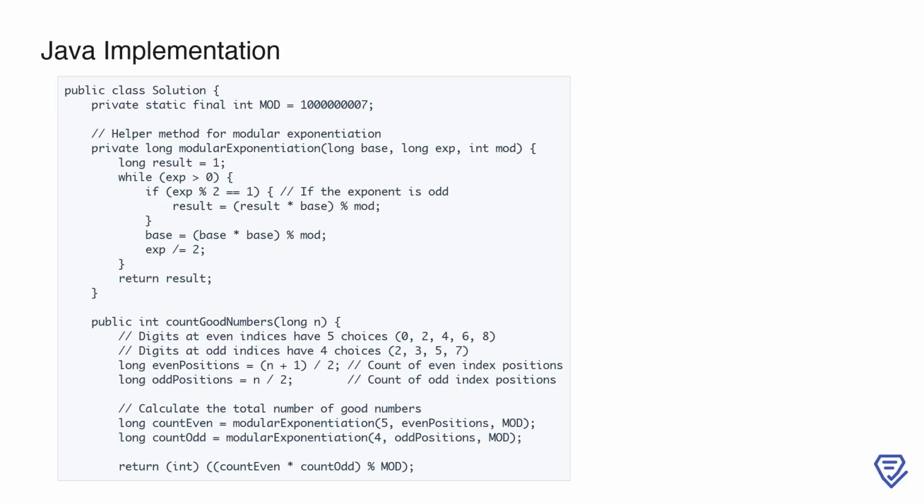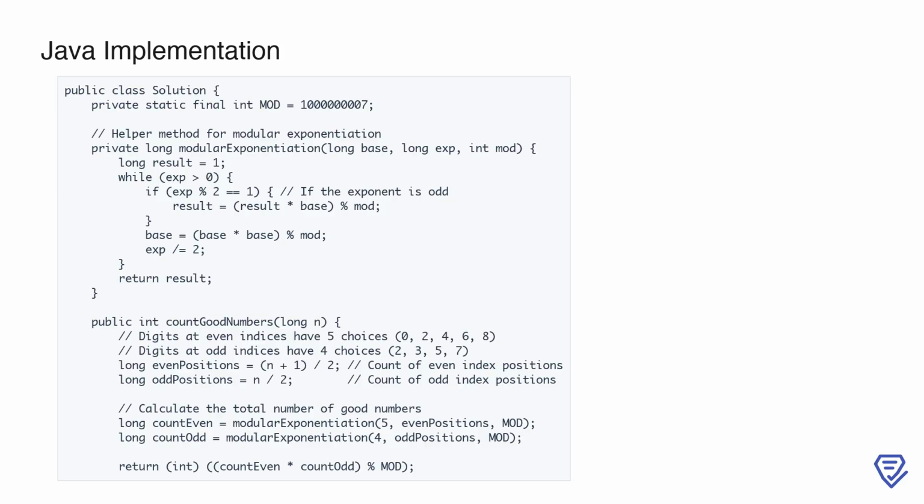If true, we multiply the current result by the base and take it modulo mod. Regardless of whether the exponent is odd or even, we square the base, apply mod, and halve the exponent until it becomes 0. This method is crucial for handling the large powers involved in this problem efficiently.